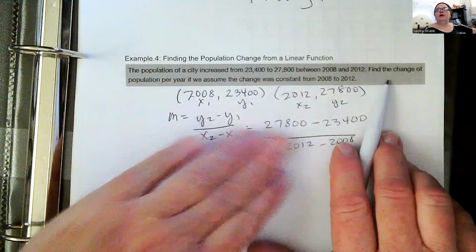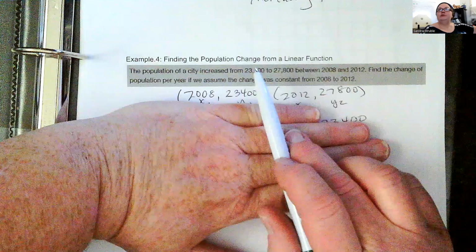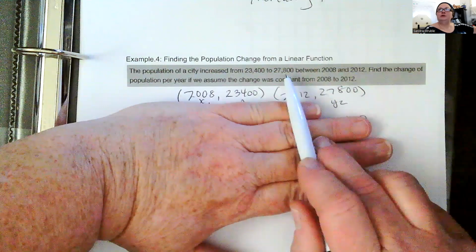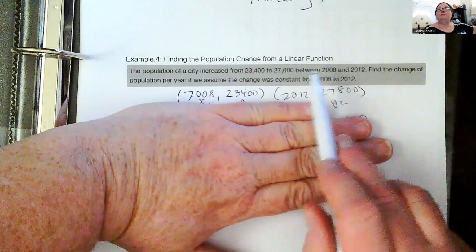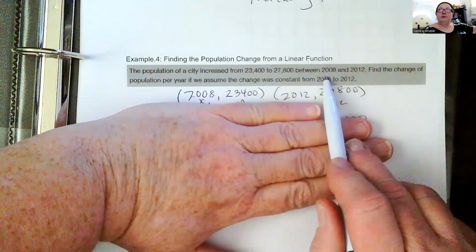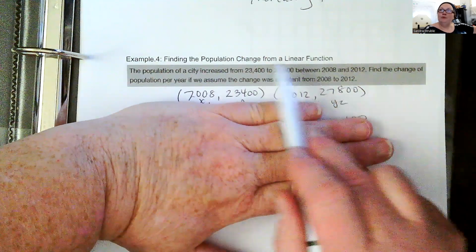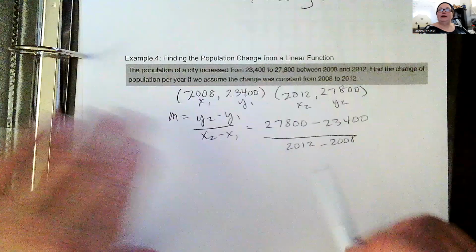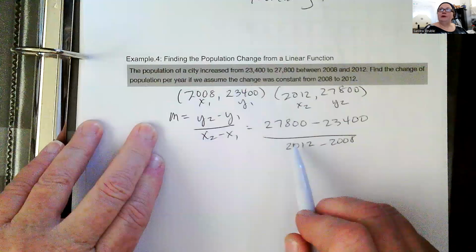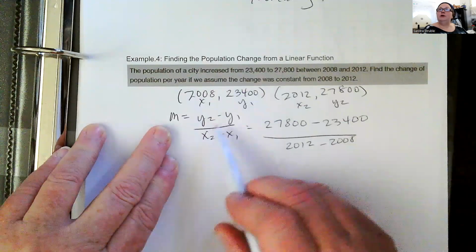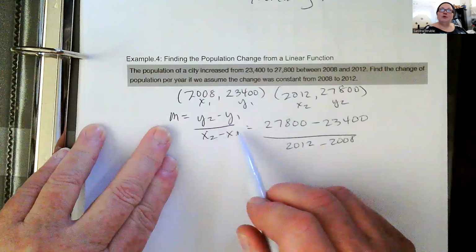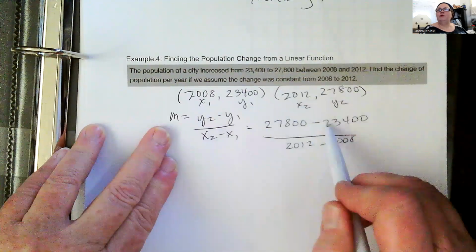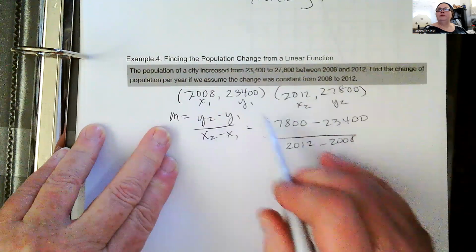So when I see that, the first thing I see is, okay, in 2008, the population was 23,400. In 2012, the population was 27,800. Remember, time is always your independent variable, and it decides what your output is. Okay, so 2008, 23,400, 2012, 27,800. I'm using my slope to find my rate of change. M equals y sub 2 minus y sub 1 over x sub 2 minus x sub 1. So y sub 2, I went ahead and labeled them, 27,800 minus 23,400 divided by 2012 minus 2008.